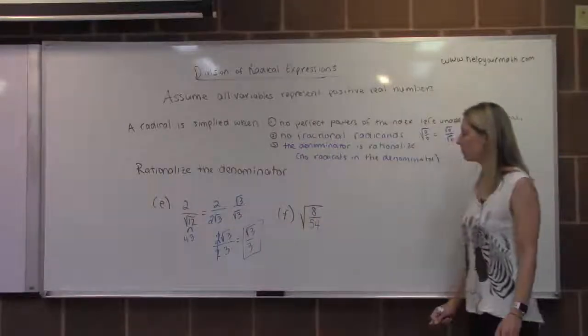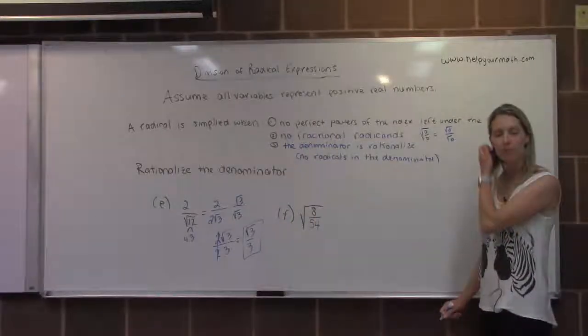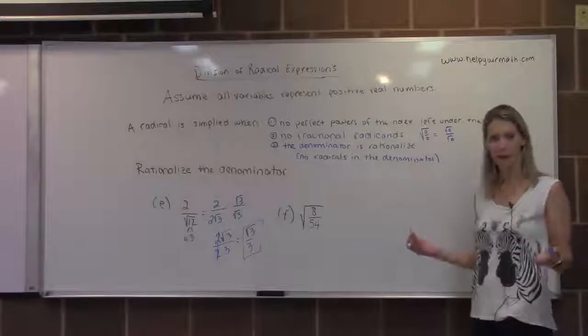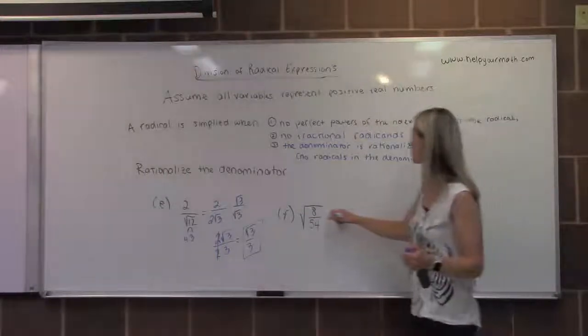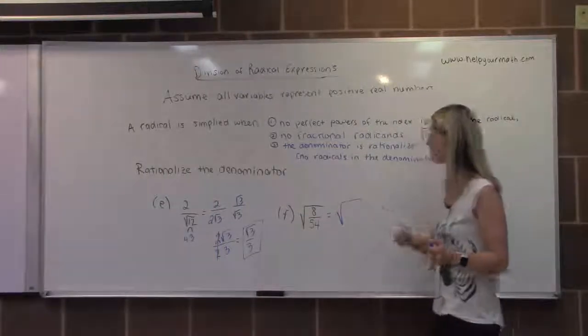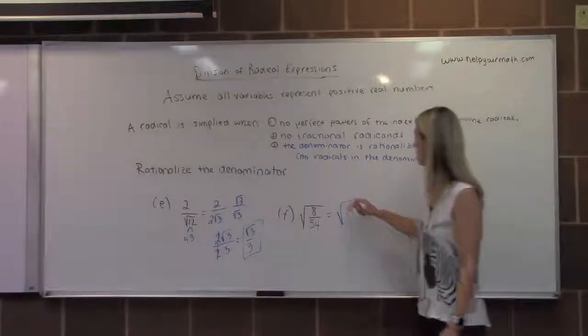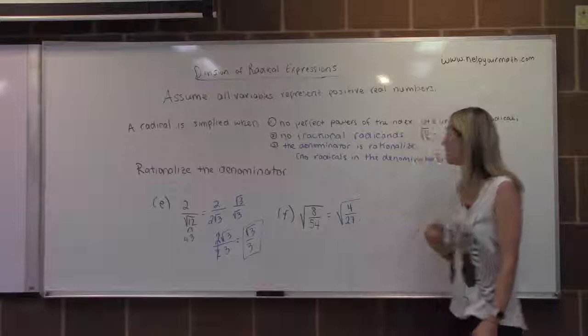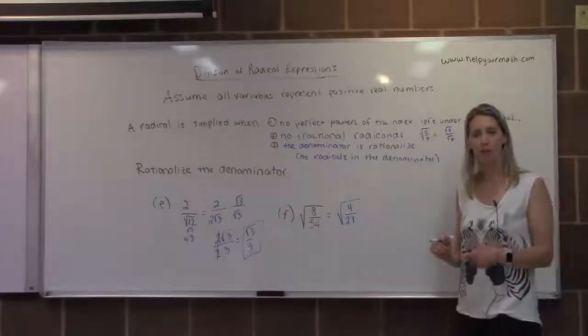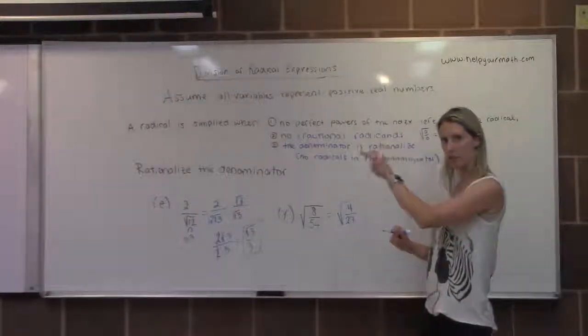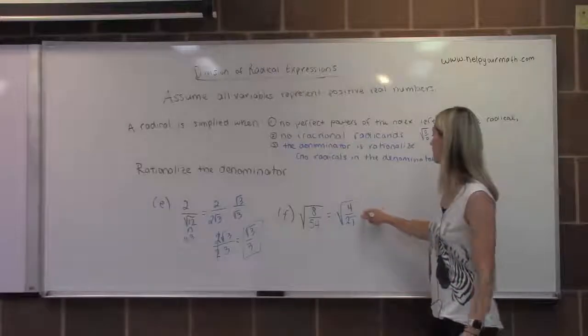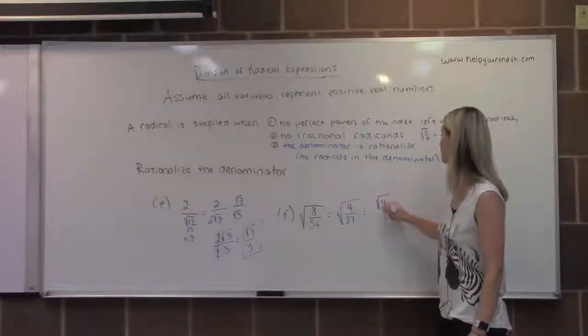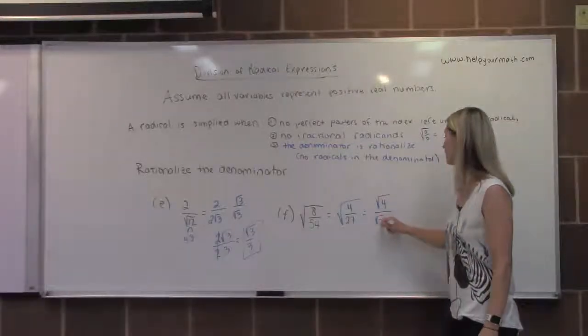In our next example, we have the square root of 8 over 54. In this case, we can simplify the fraction first. So we're going to simplify the fraction. 8 and 54 are both divisible by 2. If I divide them both by 2, I end up with 4 over 27. Now what I might do is I might split up the two. The numerator has its own radical, and the denominator has its own radical. So I'm going to say the square root of 4 over the square root of 27.